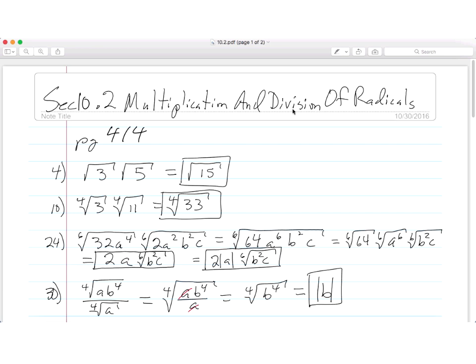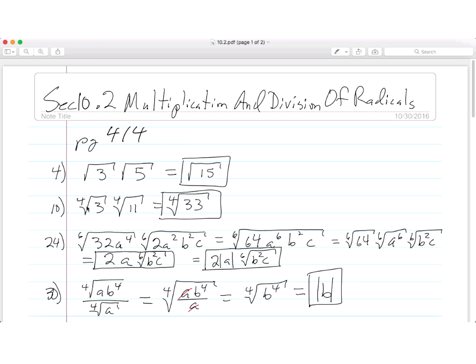Okay, so let me do on page 414, problem number 4. In exercises 1 through 24, use the product rule to write the expression under one radical. So the square root of 3 times the square root of 5 is the square root of 3 times 5, 15. And that's your answer. If you have the same index, in this case the index is 2, and I'm multiplying, then you just multiply the radicands to get your new radicand and keep the same index.